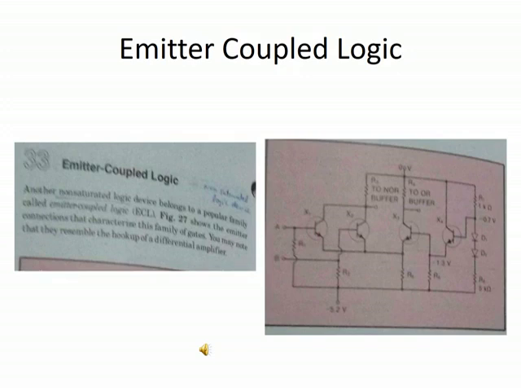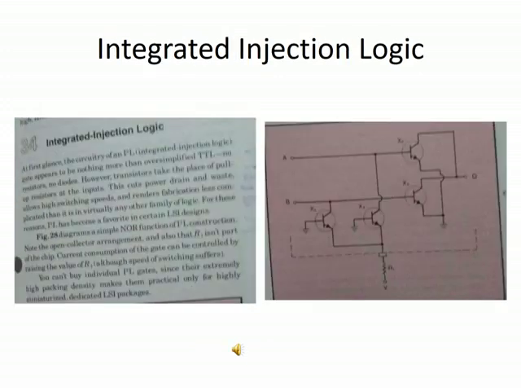So the next one is the integrated injection logic. So this is the IIL. In the IIL, the inputs are A and B supply. They are connected to the transistors H1 and H2, and the output will be Q. So this is the main circuit.